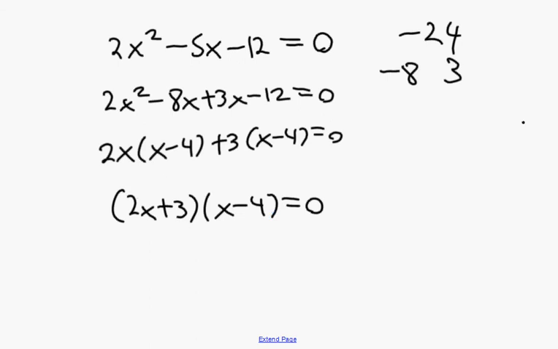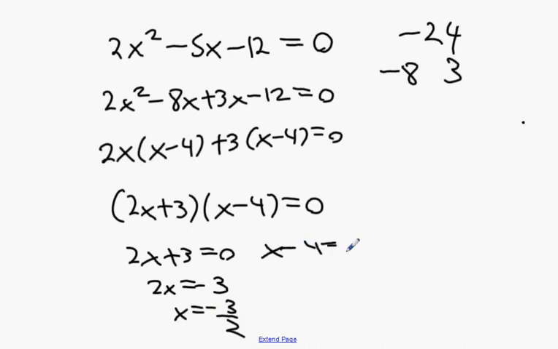Now finally at the end you get 2x plus 3 equals 0. 2x equals minus 3, x equals minus 3 over 2. The other one's going to be x minus 4 equals 0, x equals 4. And you're done.